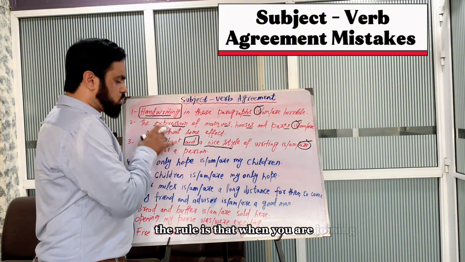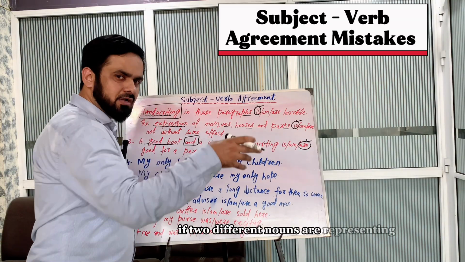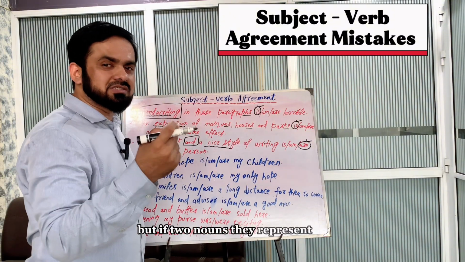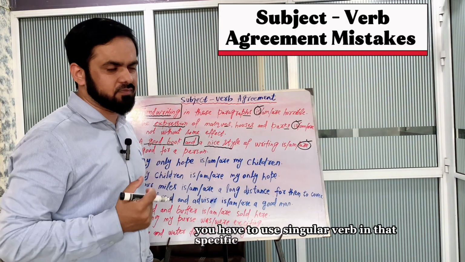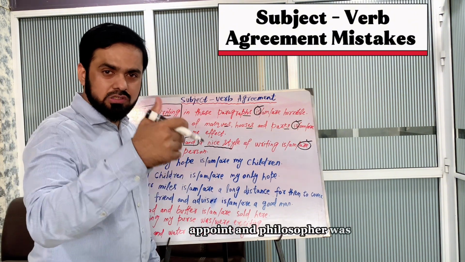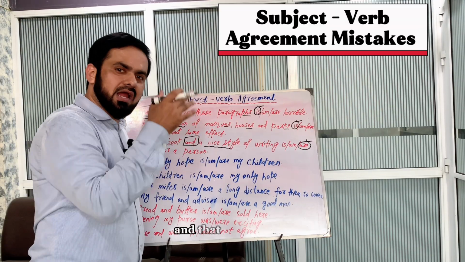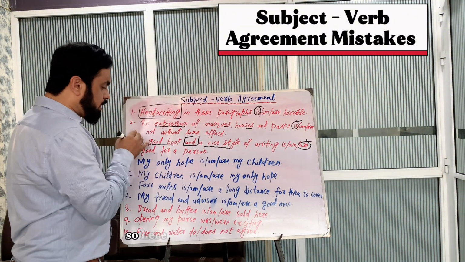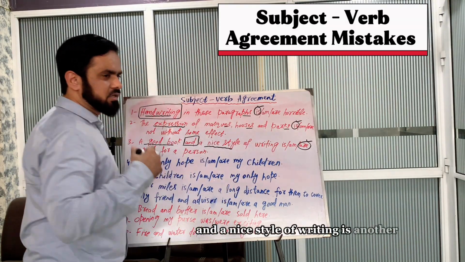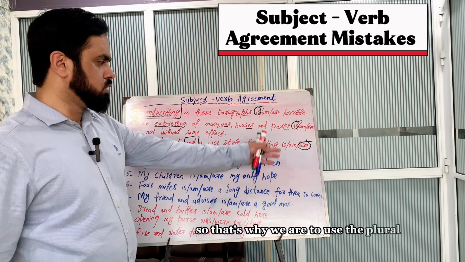So what exactly is the rule? The rule is that when you are joining two nouns, if they are representing two different ideas, then you have to use plural verb. But if two nouns represent the same idea, you have to use singular verb in that specific case. For example, a poet and philosopher was died. Rather than using the plural verb, you are to use was, because the same person is a poet and that same person is also a philosopher. Okay, so here there are two expressions. A good book is one expression or one subject, and a nice style of writing is another expression, another subject or another idea. So that's why we are to use the plural verb.